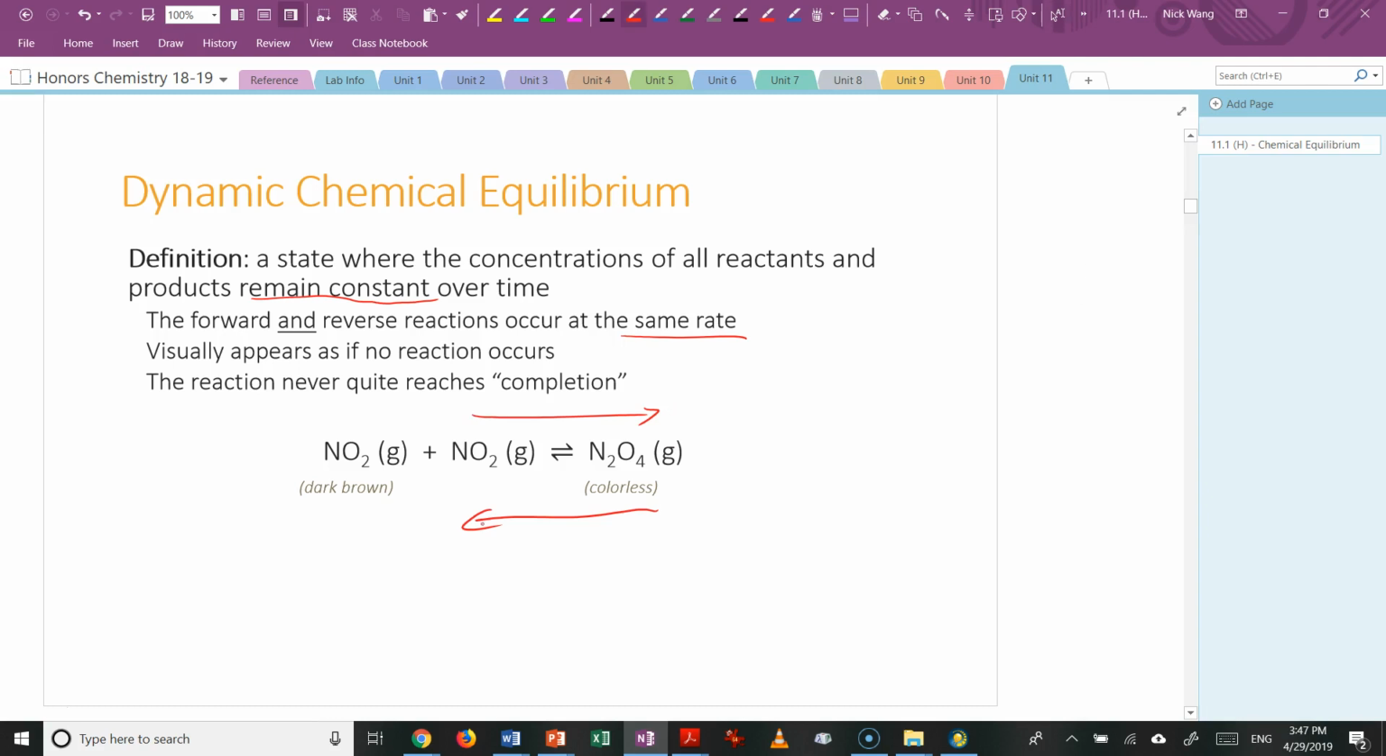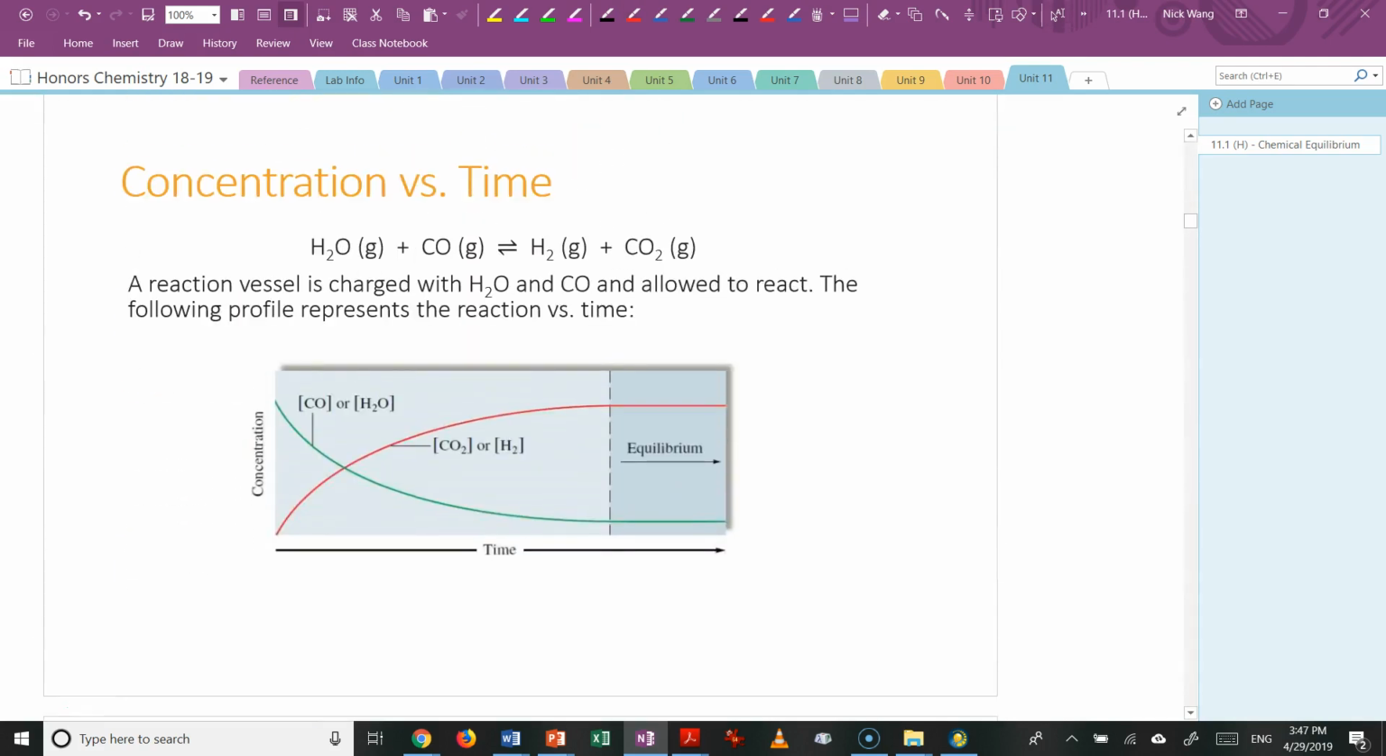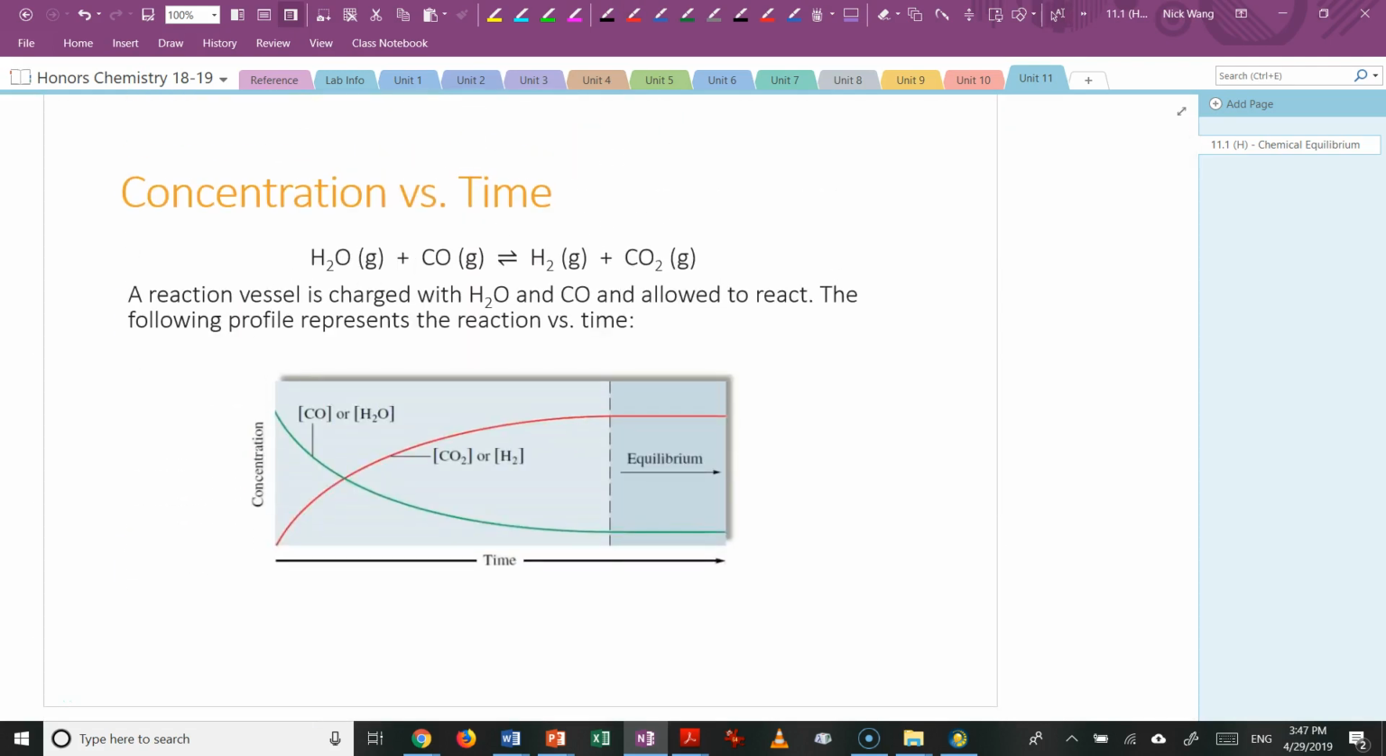There's a reverse reaction that's occurring at a certain rate. Yes, related to the kinetics they may have just recently learned. However, the visual aspect of it, or even if you were trying to measure it, it would look like there's no reaction occurring. It looks very, very unchanged. And this reaction really never quite reaches completion entirely, because there's always going to be some amount of reverse reaction going on. Let's see how we look at this as a concentration over time.